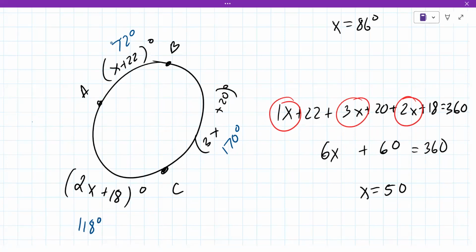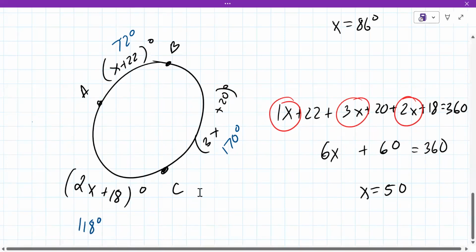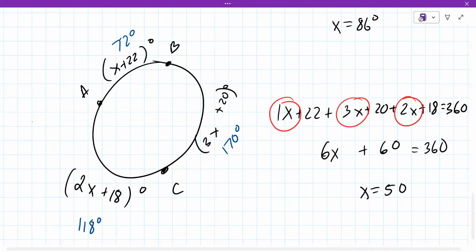Very good. Now, could you verify that 72 plus 118 plus 170 adds up to 360? Let me check. Yes, it equals 360. All right, good job.